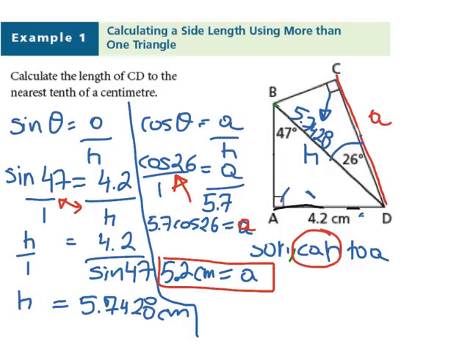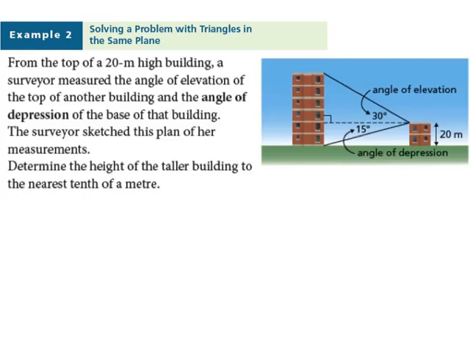Let's take a look at another example. From the top of a 20-meter high building, a surveyor measured the angle of elevation of the top of another building and the angle of depression of the base of that building. The surveyor sketched this plan of her measurements. Determine the height of the taller building to the nearest tenth of a meter.